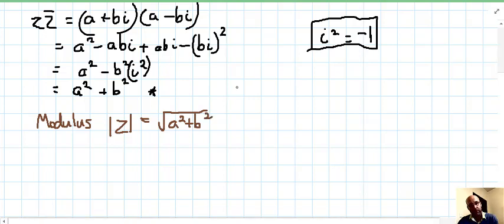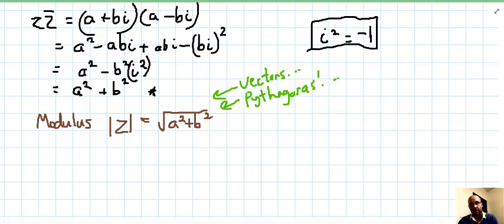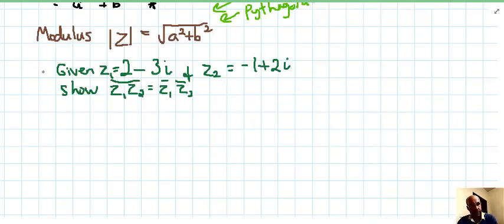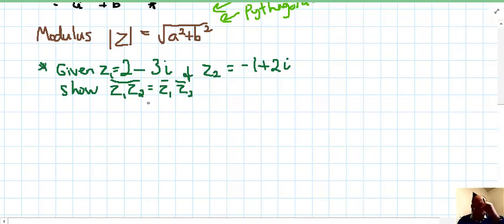Familiar. You're thinking vectors, I've studied vectors. And it looks like Pythagoras' theorem. So it should be familiar. It makes links to your other learning. Linking to other learning helps you remember things and understand them more deeply. Okay, now that segues into something else here. We're going to show some properties of the conjugate in our lead up to division.